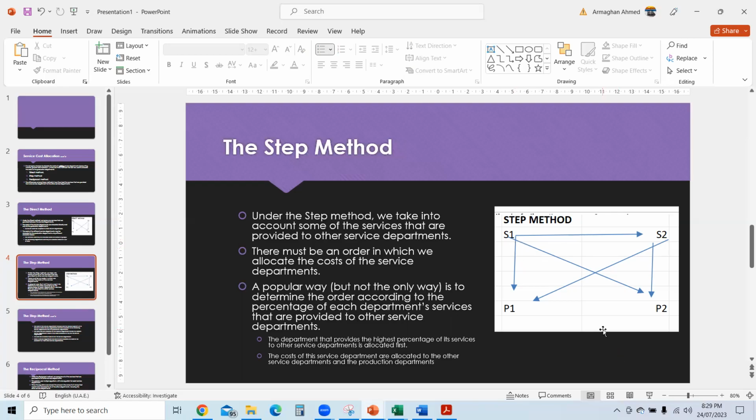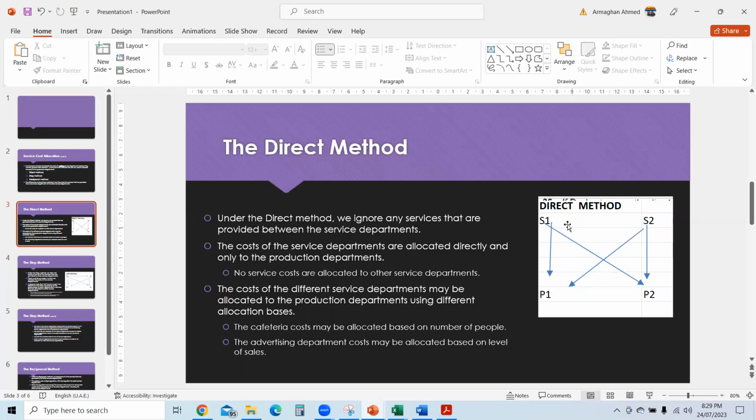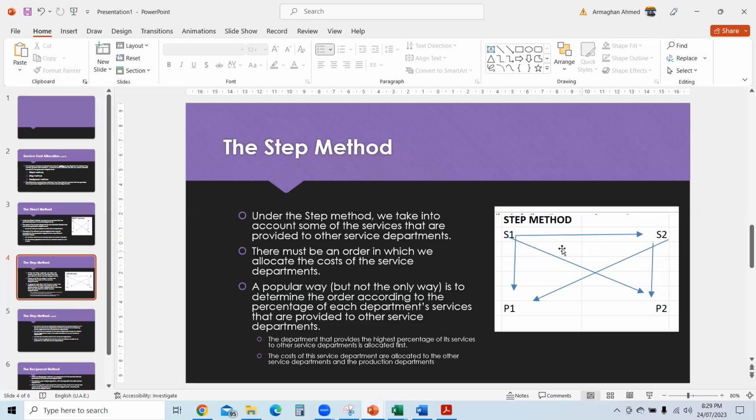So do you understand the difference between these two? The direct method only allocates to what departments? Production only. But in the step method, the first service department's cost goes to all departments, but once a service department is closed, no cost will be allocated back to it. So what is the step method? Step method.